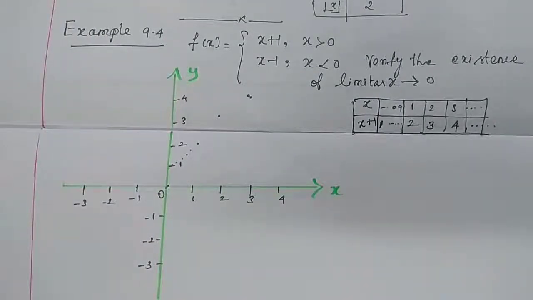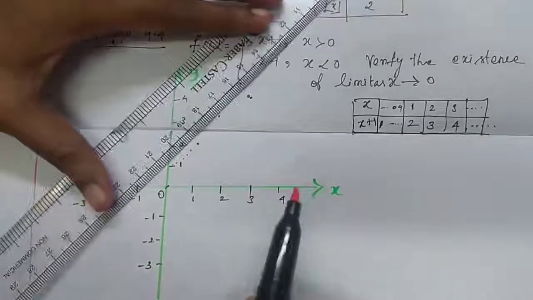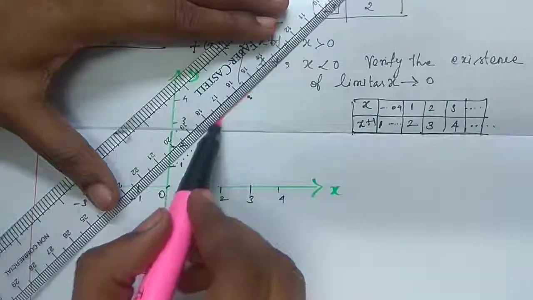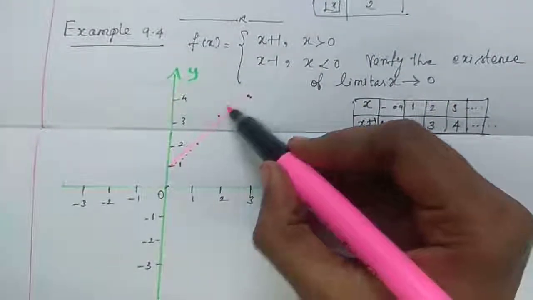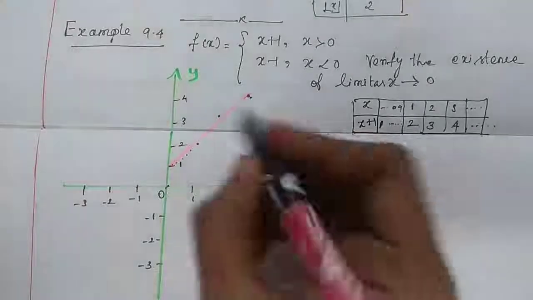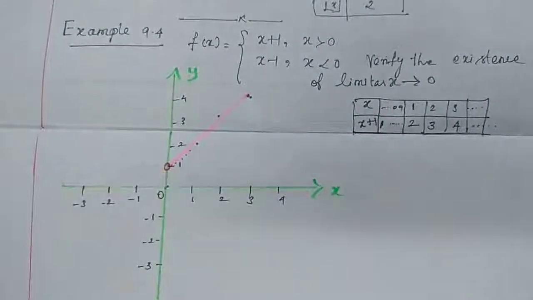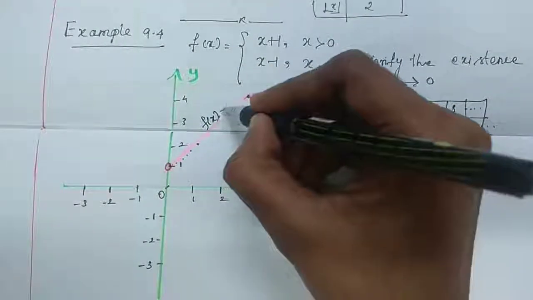Therefore, draw the line through these points. The line is like this. Here the 1 is not included. This is f of x is equal to x plus 1.